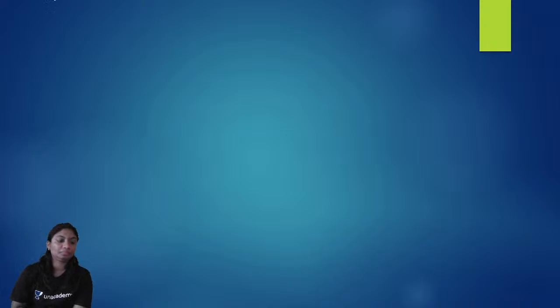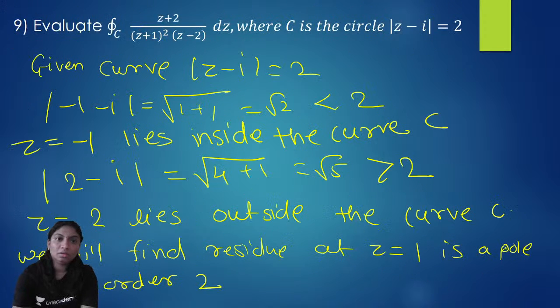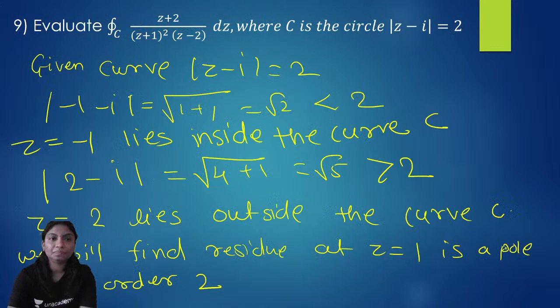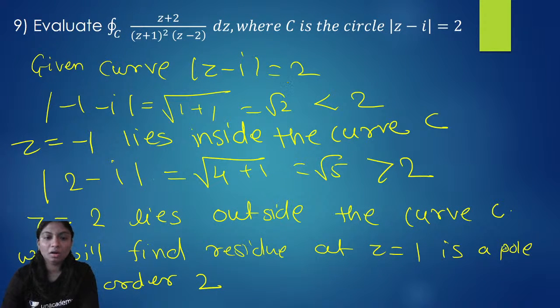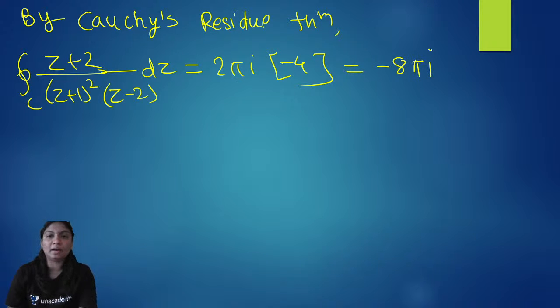Then by Cauchy's residue theorem, we get the integral over C of (z plus 2) upon (z plus 1) whole squared into (z minus 2) dz is equal to 2 pi i into the sum of the residues. But z is equal to 2 lies outside the curve C, so we will not find the residue for z is equal to 2. So here you will get minus 8 pi i by 9.